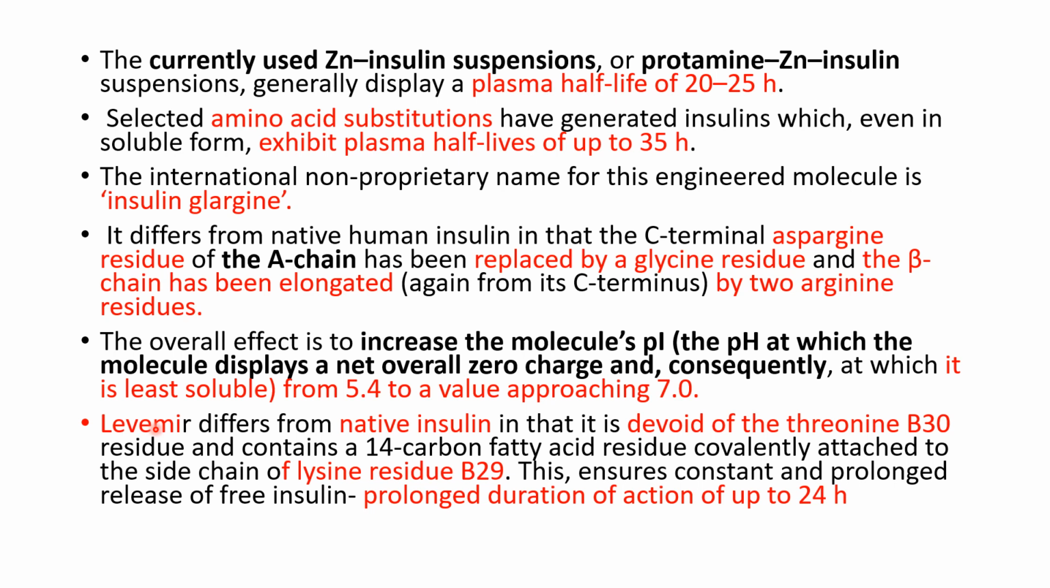Another example is Levemir. Levemir differs from native insulin in that it is devoid of B30. So we're saying at position B30, the residue was removed, and it contains a 14-carbon fatty acid residue covalently attached to the side chain of lysine B29. So the whole point of this is that the native insulins have been modified at different points to come up with insulins that have a much better pharmacokinetic profile. So either they have better absorption, or they have a longer plasma half-life, and so on.